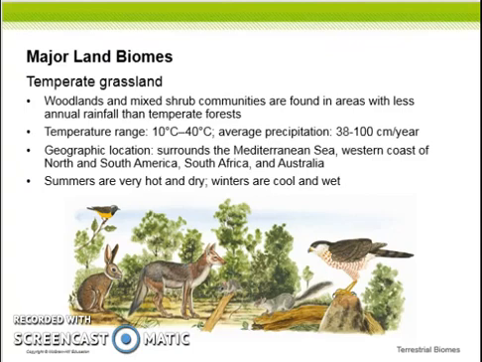Temperate woodland and shrubland. Woodlands and mixed shrub communities are found in areas with less annual rainfall than temperate forests. The temperature range is 10 degrees Celsius to 40 degrees Celsius. Average precipitation 38 to 100 centimeters per year. Geographic location surrounds the Mediterranean Sea, western coast of North and South America, South Africa, and Australia. Summers are very hot and dry. Winters are cool and wet.